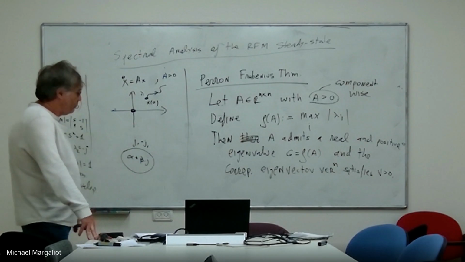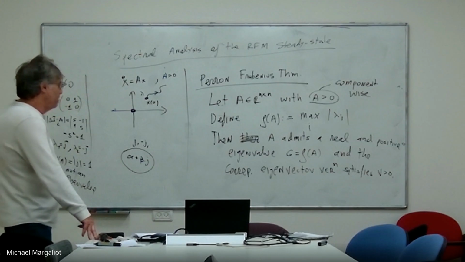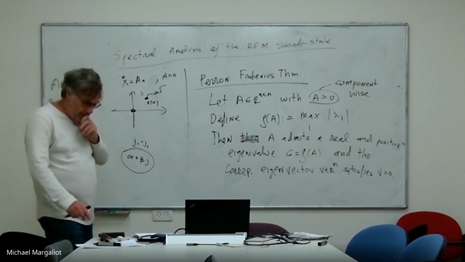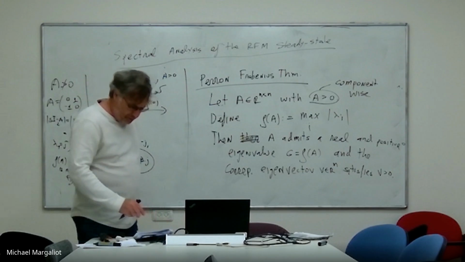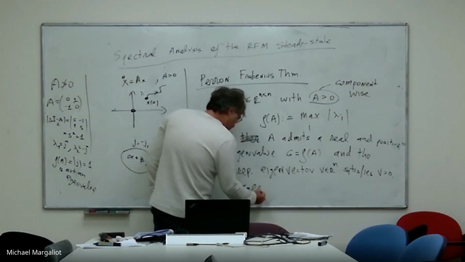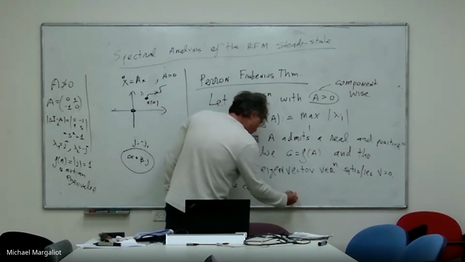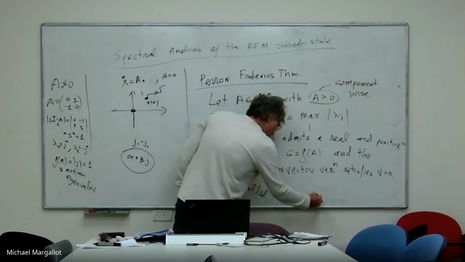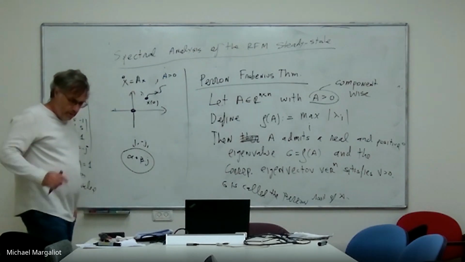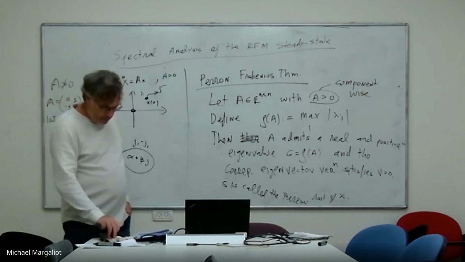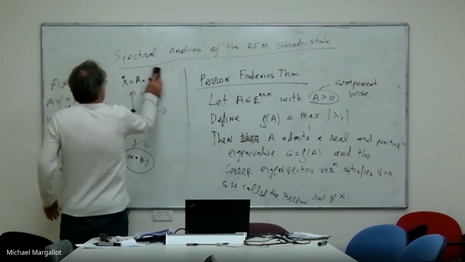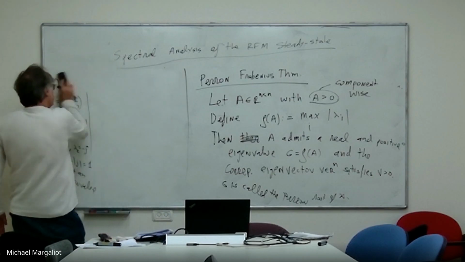But anyway, this is what the theorem says, and we will use it in a moment for the RFM. Questions about this Perron theorem. And sigma, by the way, is called the Perron root of A. Questions? Well, maybe some of you, of course, know this. It's a very classical result.